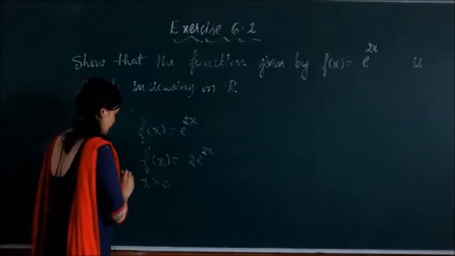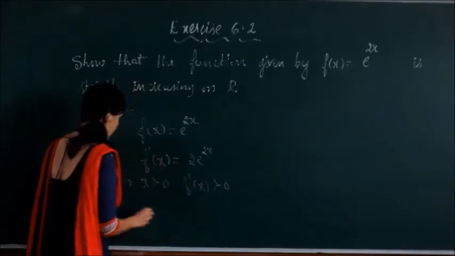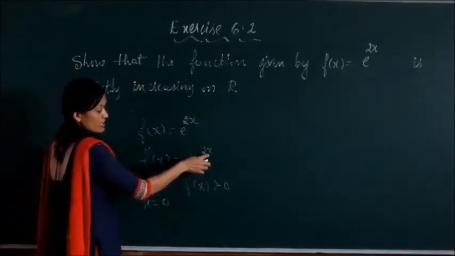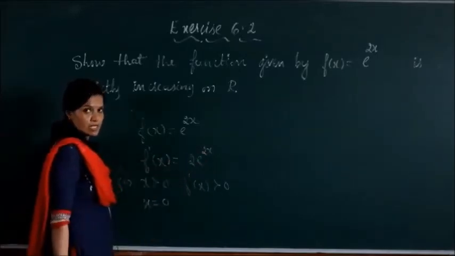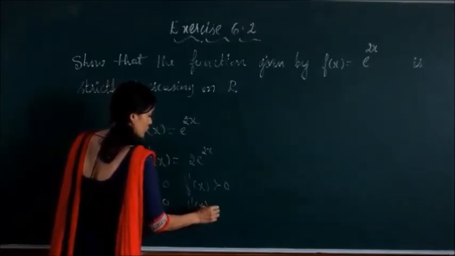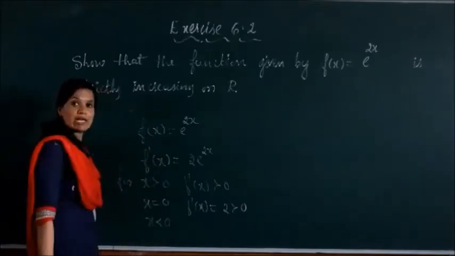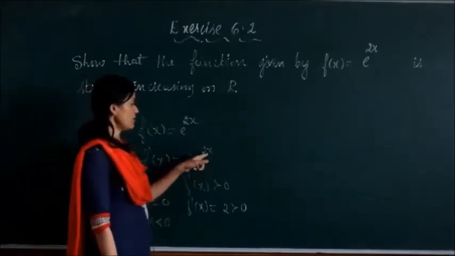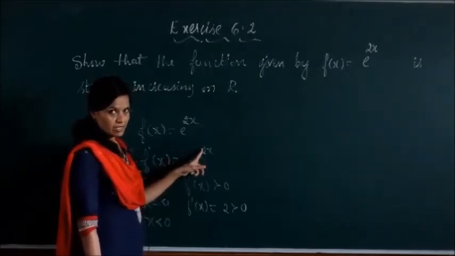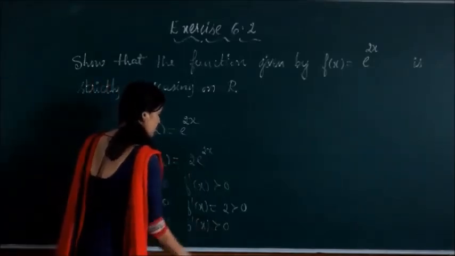For x greater than 0, f dash of x is greater than 0. When x is equal to 0, when I substitute x as 0, here you will get e to the power 0, it is 1. So you will get f dash of x is 2, which is greater than 0. So when x is less than 0, negative values. Whatever may be the value of x, whether it is positive or negative, e to the power x is always a positive value. So f dash of x is greater than 0.